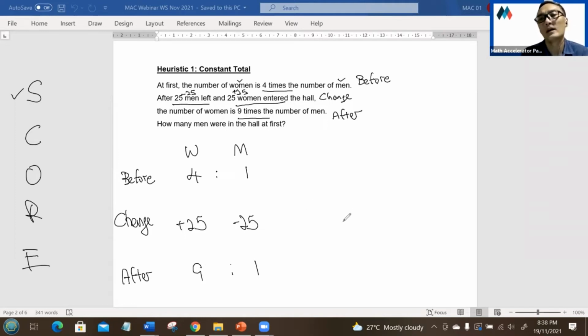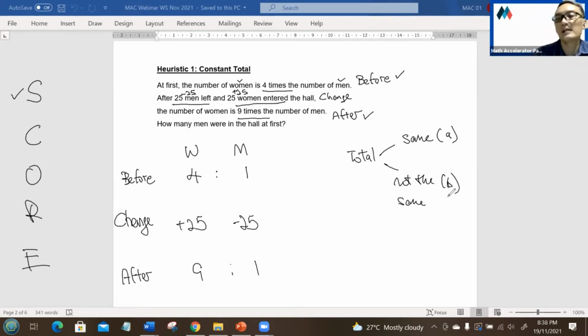Now, can all of you tell me, is the total the same? Is the before total the same as the after total? You can choose option A for same. If it's not the same, you choose option B. Same or not the same? So good job, everybody.